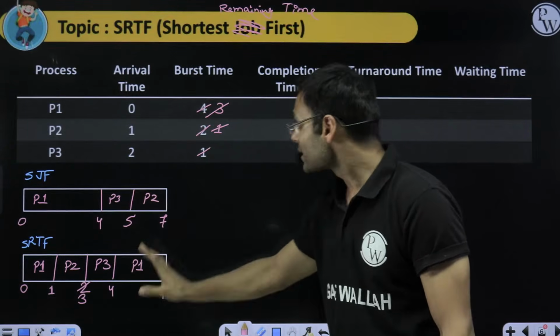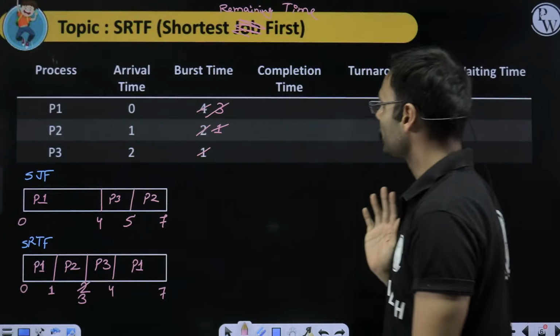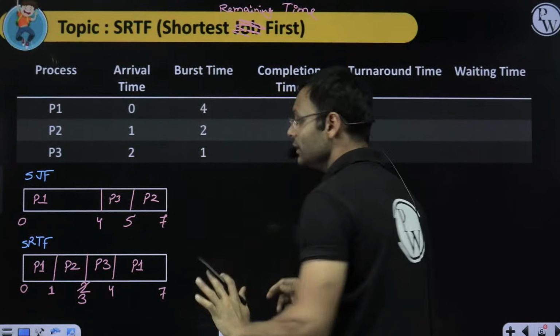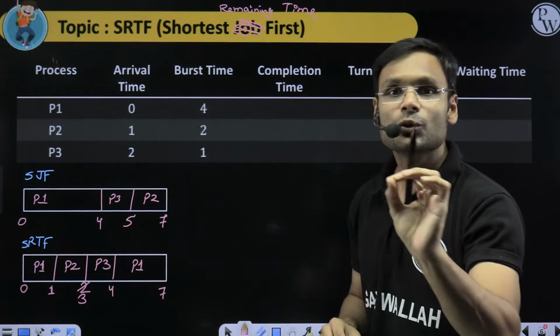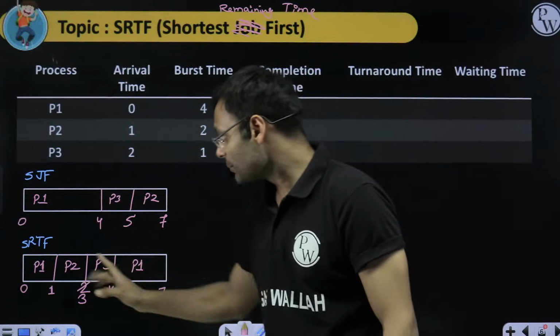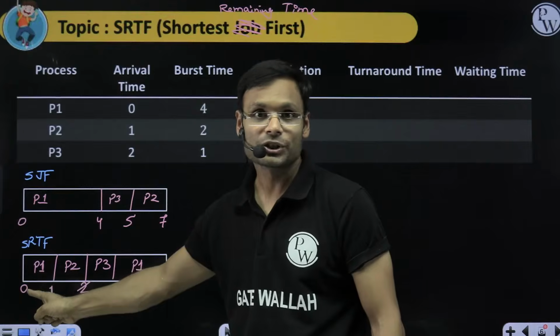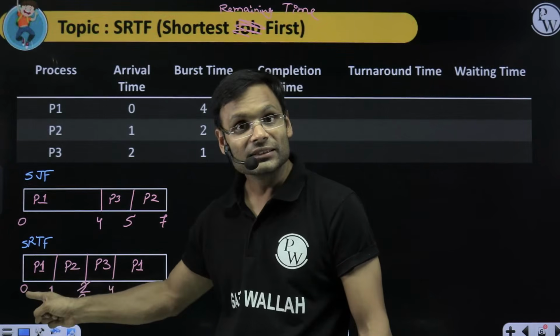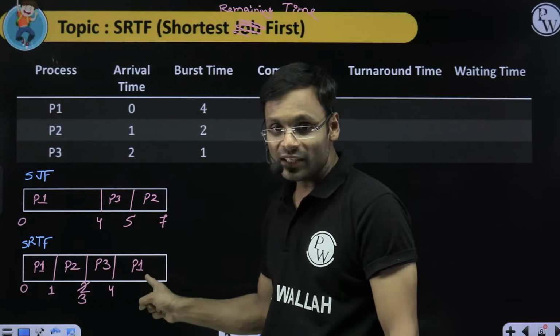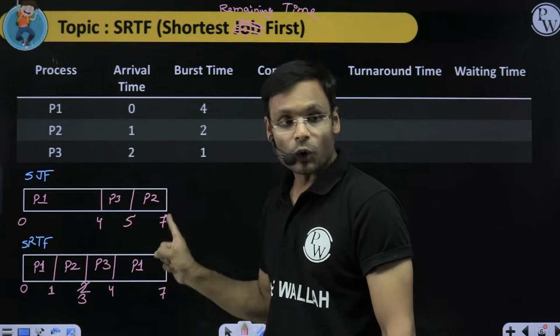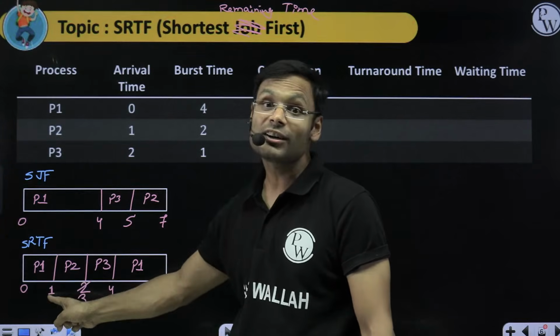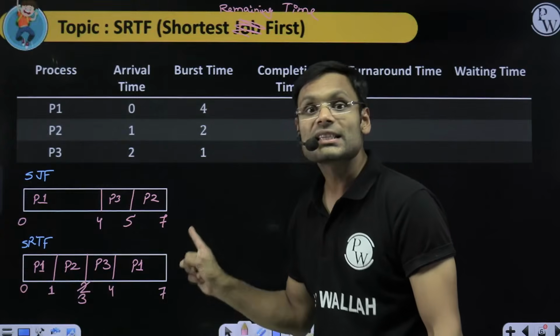Now, based on SRTF only, I will see the completion time. Look at this. With practice you can understand, but the first time you need to check. P1 executed here for some duration, but did not complete here. P1 is completing here at 7. So completion time of P1 is not 1. Completion time of P1 is 7.